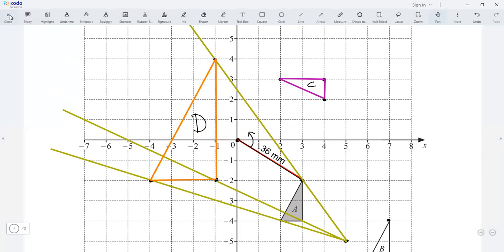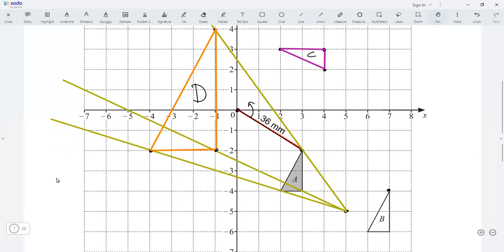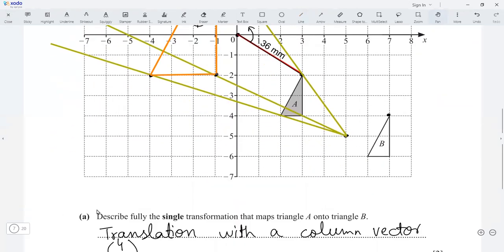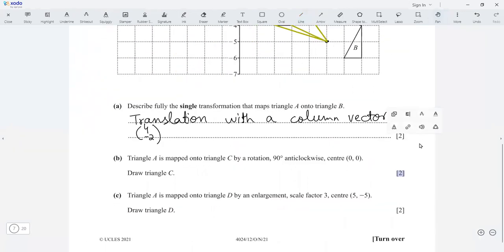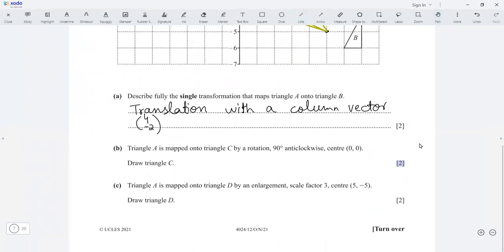If you have any queries related to the enlarged figure, you can just let me know in the chat whether you have any problem in this or not. So moving ahead to the next question.